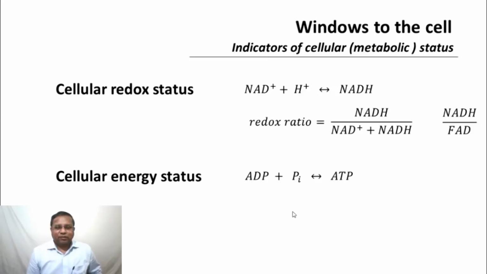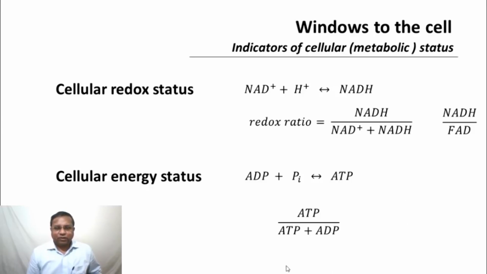For energy status, it's somewhat more straightforward. We all know the energy currency of the cell, ATP, adenosine triphosphate, is made by the phosphorylation of adenosine diphosphate. So the ratio of ATP to the pool, ATP plus ADP, sometimes AMP is also added here, but let us just look at these two. ATP divided by ATP plus ADP is taken to indicate the cellular energy status.